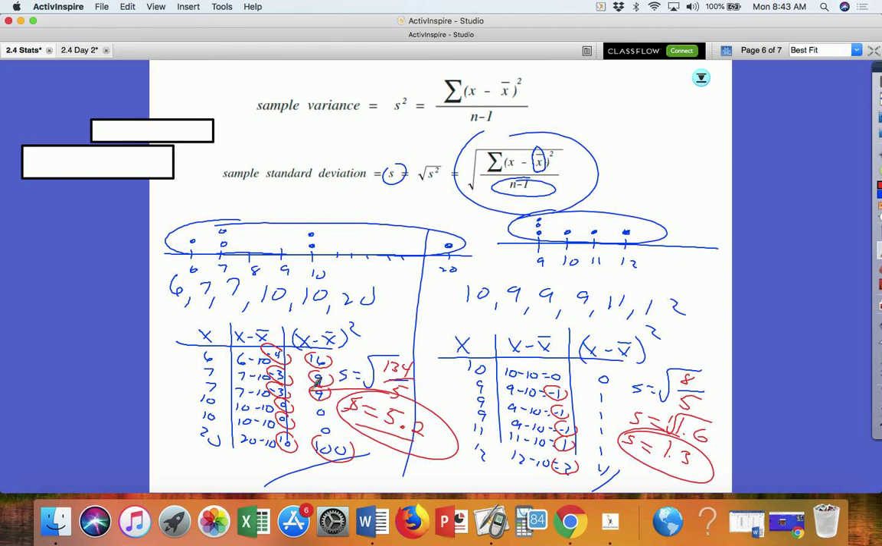So what does that tell you about the data? What does a standard deviation of 5.2 compared to a standard deviation of 1.3 tell you about the data? Right. So the typical spread here is more than the typical spread here. Those distances on average are less than the distances over here. Okay.